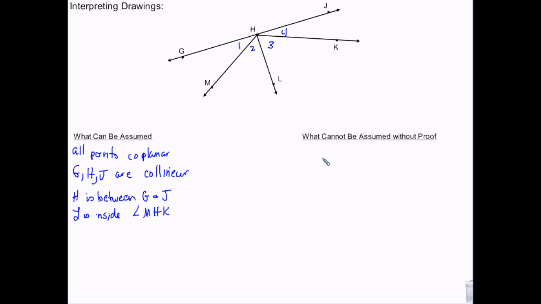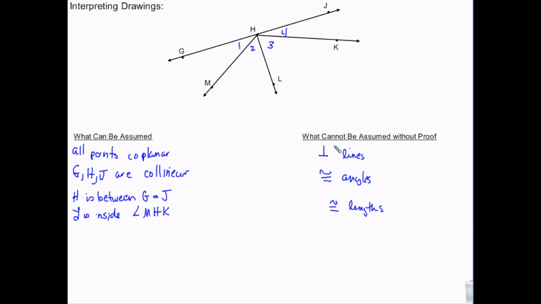What I cannot say is I cannot assume any perpendicular lines because I don't have any right angles marked. I cannot assume any congruent angles. I cannot assume any congruent lengths because I haven't been told that. Okay? I can't assume any kind of midpoints or bisectors or anything like that.